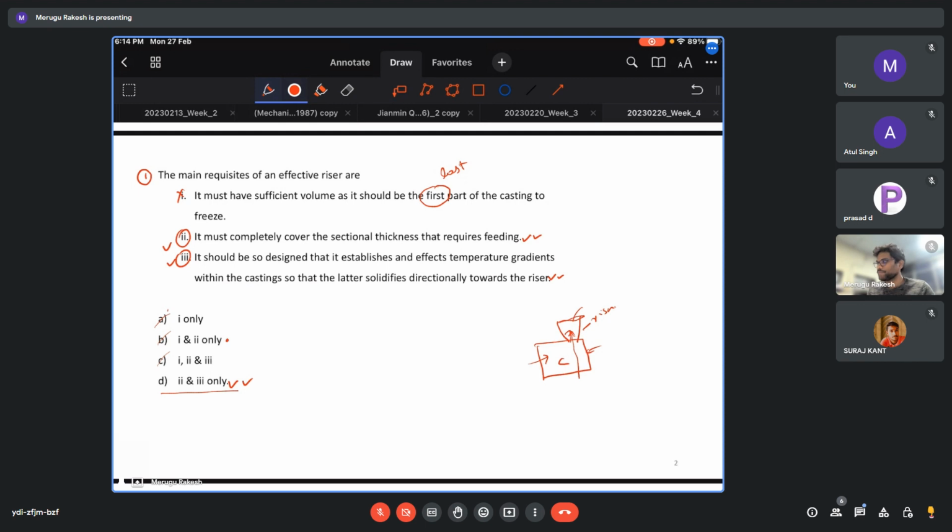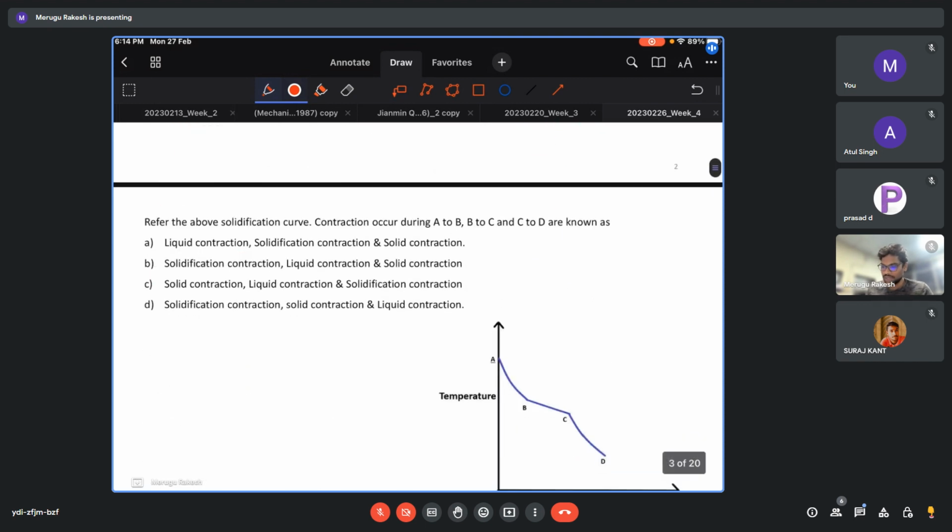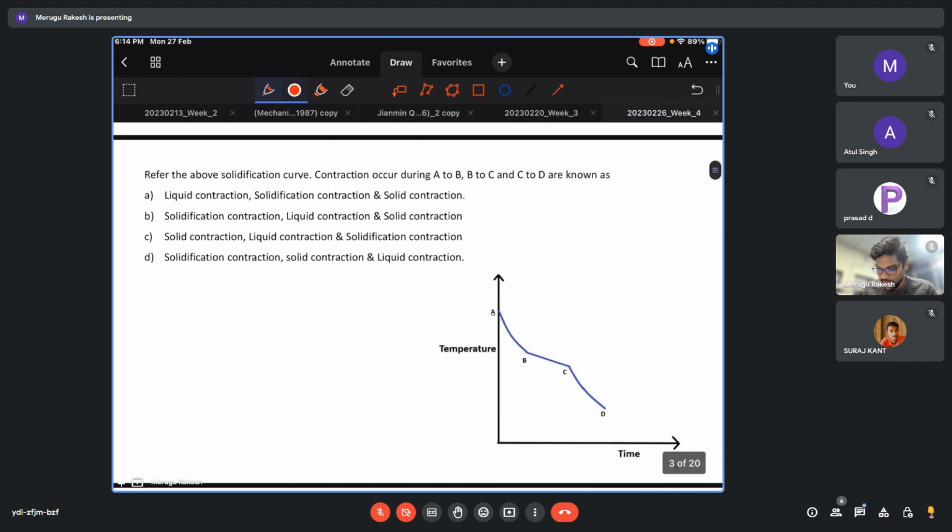Okay then. If you have any doubts, you can directly ask or you can put them in the chat. So let us move to the next question regarding solidification analysis in casting.